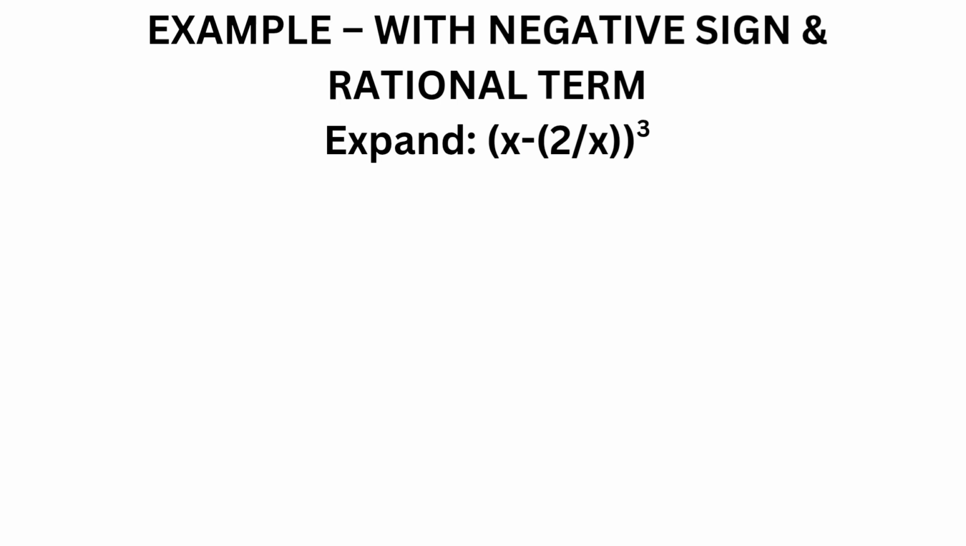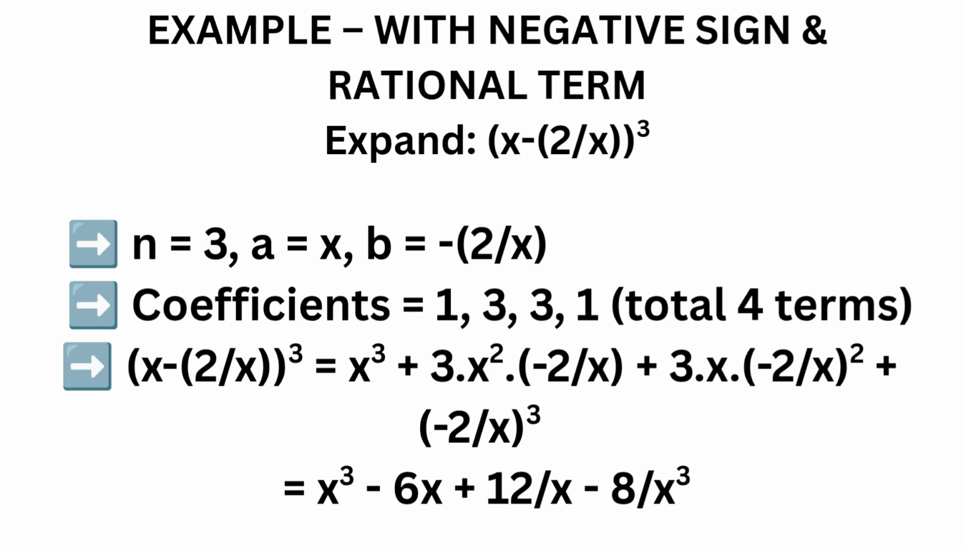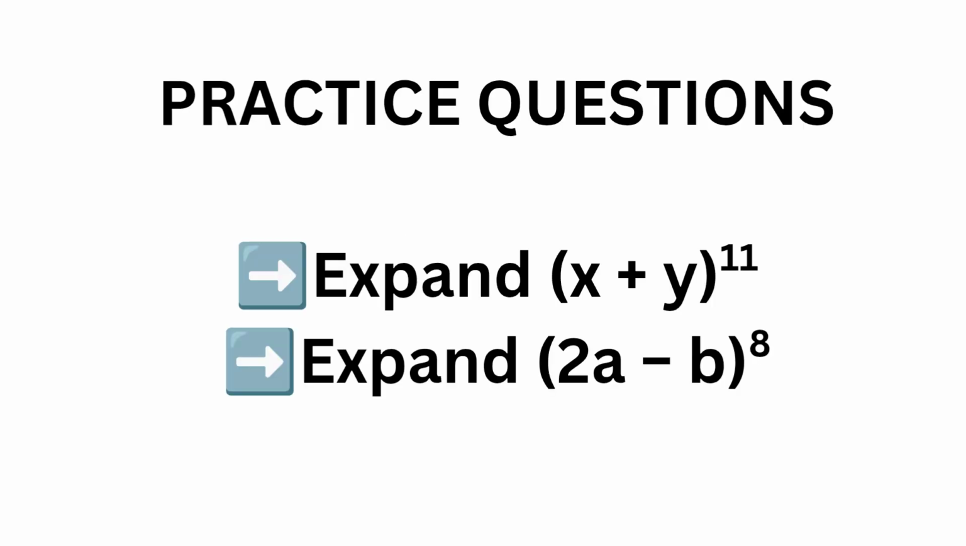Here the binomial is (x minus 2 by x) and the power is 3. First, write coefficients from Pascal's triangle, 1, 3, 3, 1. Now powers of x decrease from 3 to 0, and powers of minus 2 divided by x increase from 0 to 3. Because of the minus sign, alternate terms will be negative. While solving such questions, sign handling and power simplification must be done very carefully. This type of question is very common in exams. Pause the video and try these questions yourself.